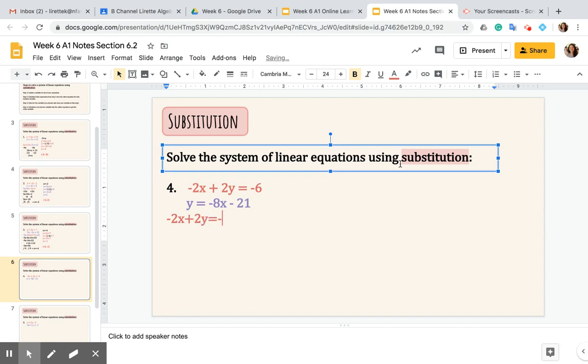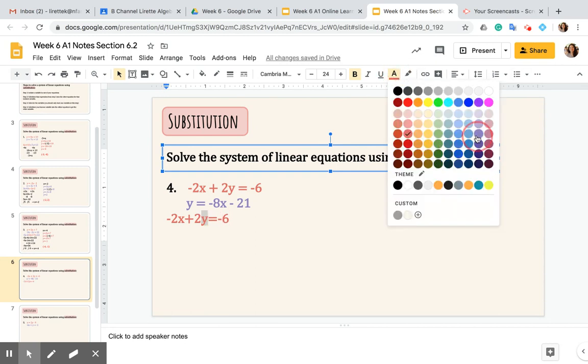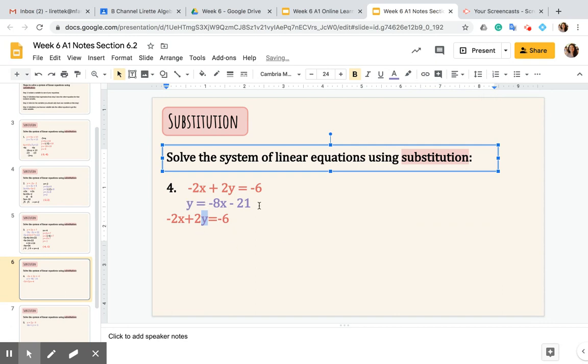Always start with the equation that you're going to substitute into. And I'm going to take this y, and I'm going to replace it with everything the y is equal to in the second equation. Remember, use parentheses. I cannot stress this enough. If you do not use parentheses when you substitute like this, you will not get the correct answer.